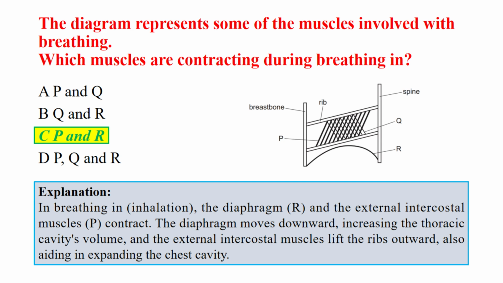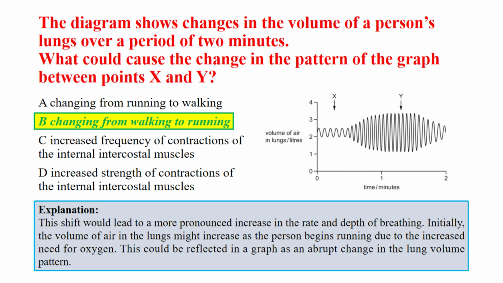These muscles also contract during inhalation, causing the ribs to lift and expand outward, further aiding in the expansion of the chest cavity. Together, the contraction of the diaphragm and the external intercostal muscles creates a negative pressure within the thoracic cavity, drawing air into the lungs. So, the correct choice is indeed C, P and R, where P and R represent the external intercostal muscles and the diaphragm, respectively.